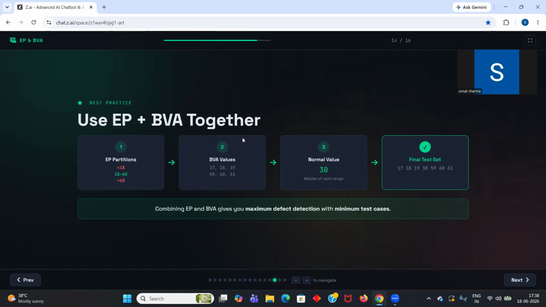And according to your equivalence partitioning, you already tested less than 18 in boundary value analysis technique. You already tested greater than 60 in boundary value analysis technique. You can test one value between 18 to 60. Let's take that as 30. So that will be your equivalence partitioning test case. So our final test set will be 17, 18, 19, 30, 59, 60, 61.